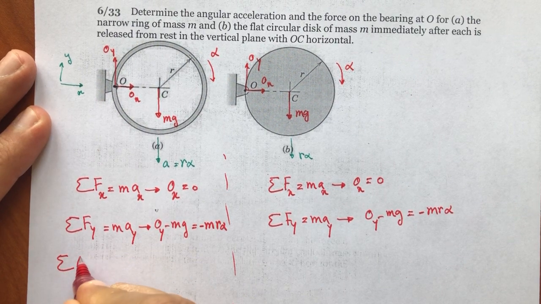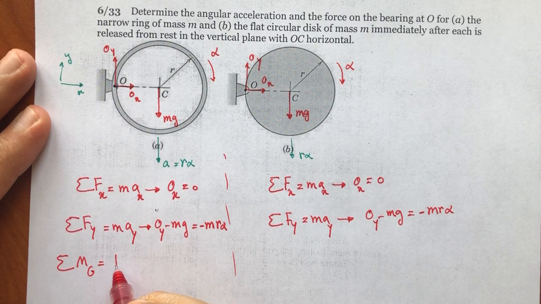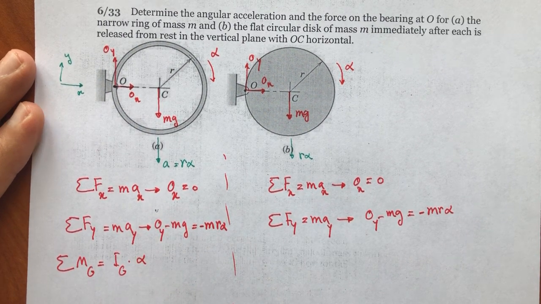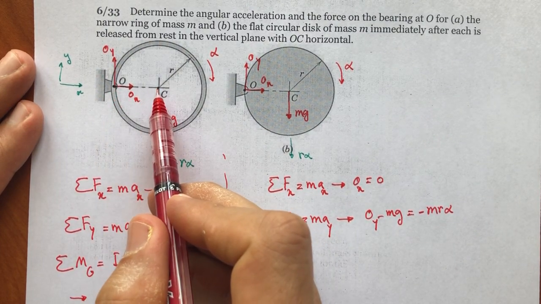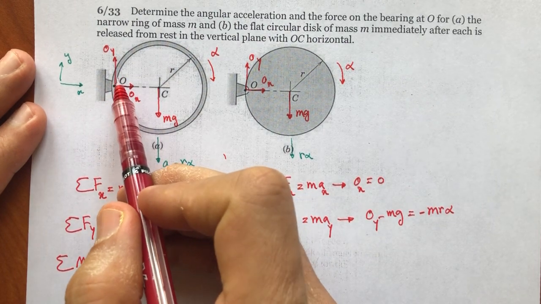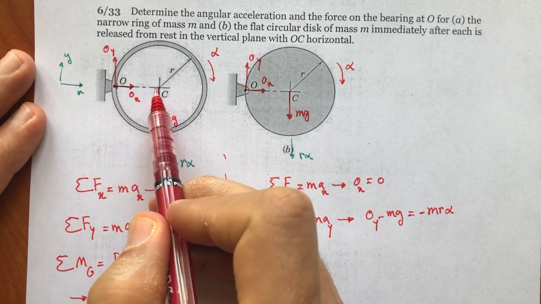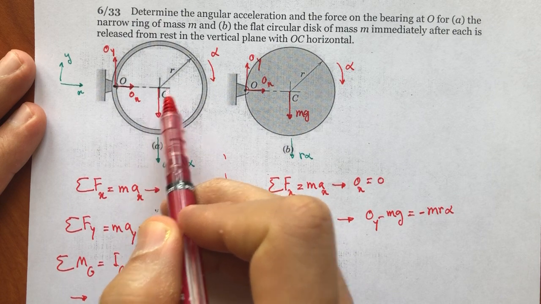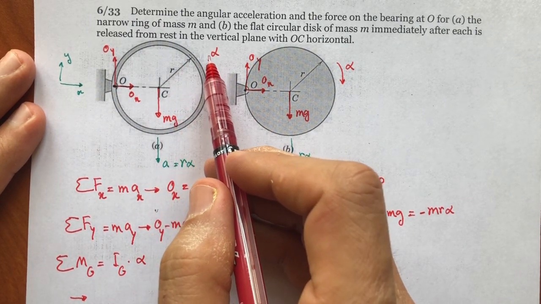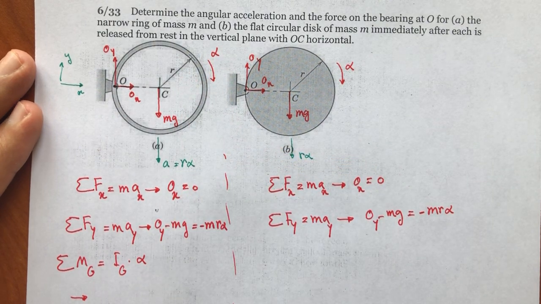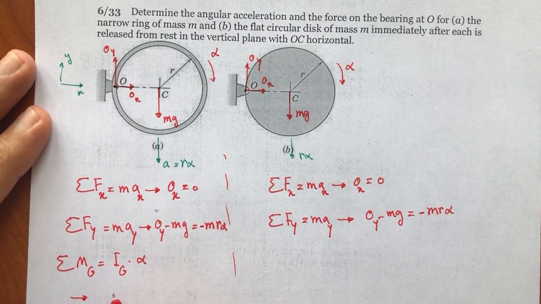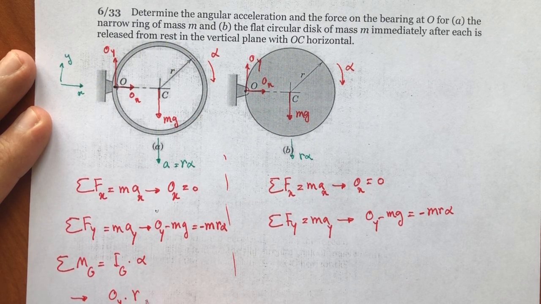So the last equation is sum of the moments about the centroid is going to be I_G times alpha. And what moments do we have? Moment of mg and OX, they are 0. Both of them are passing through C. The moment of OY is going to be OY times r in clockwise direction. So it's going to be equal to I times alpha in the clockwise direction. Both of them are in clockwise direction. So I'm going to have OY times r is equal to I about the centroid, which is C here. You can write G or C, it's up to you, times alpha.